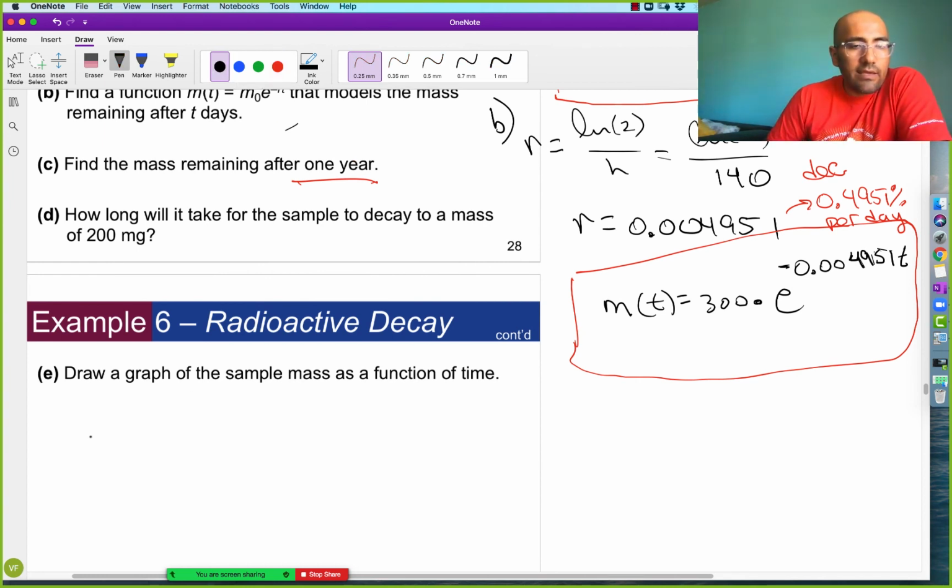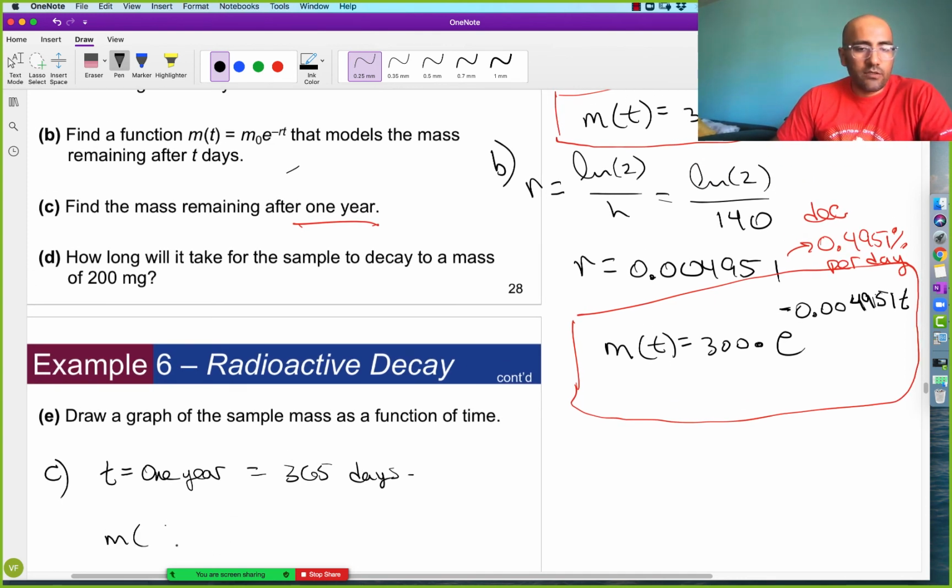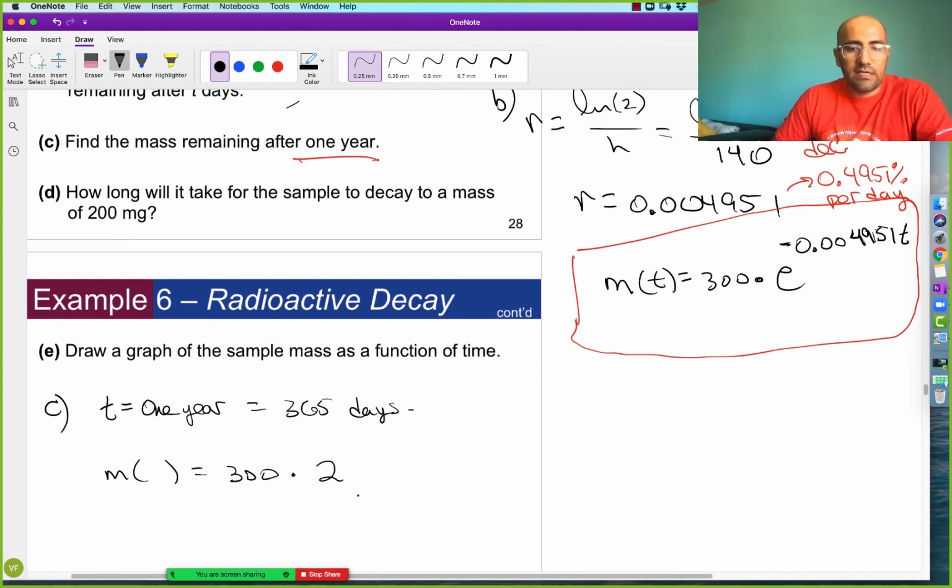However, we get to use either formula, and this is a great place to check that they both give you the same answer. For part C, we have 1 year. T equals 1 year, which is equal to 365 days. Okay, and we have our choice. We have two formulas we can work with, and it's dealer's choice. M of t equals 300 times 2 to the power of negative 365 divided by 140.